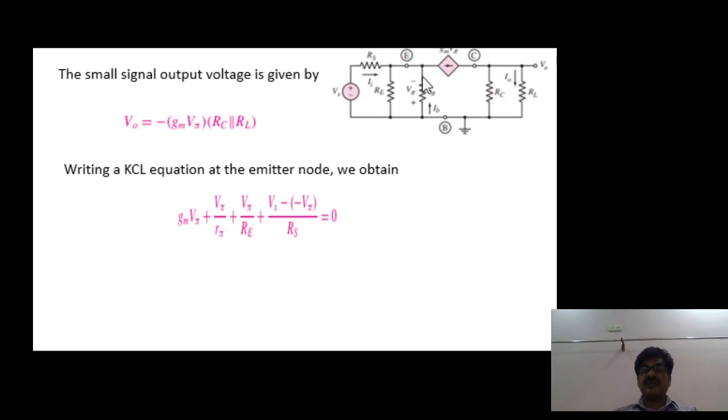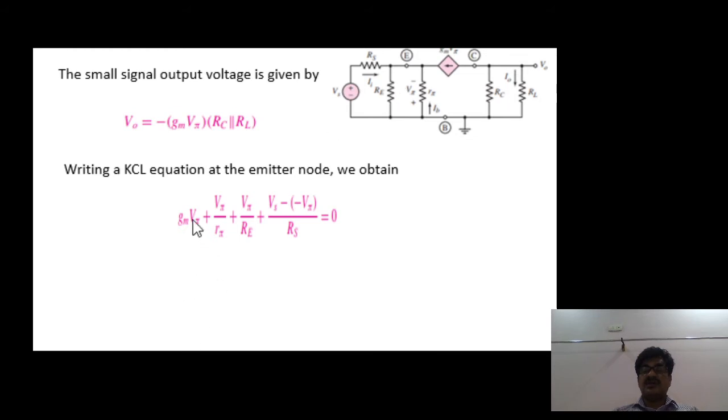One current is gm V pi, plus another current is V pi by r pi, plus another one is V pi by Re, plus the current in RS, which is the voltage difference between Vs and V pi divided by Rs value, that is Vs minus of minus V pi divided by Rs, equal to 0. Okay, this is the KCL equation at the emitter node.